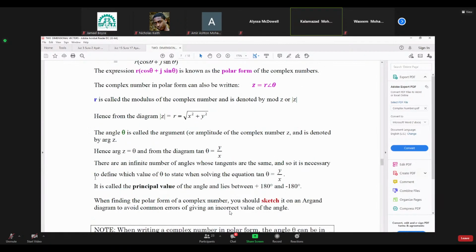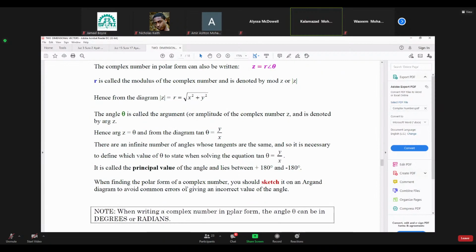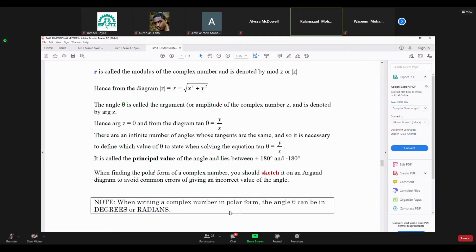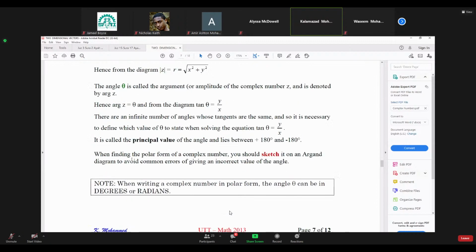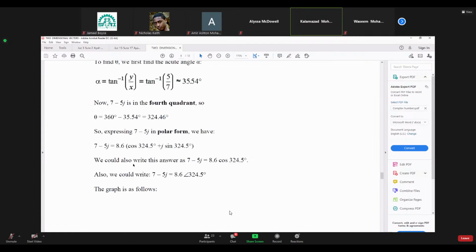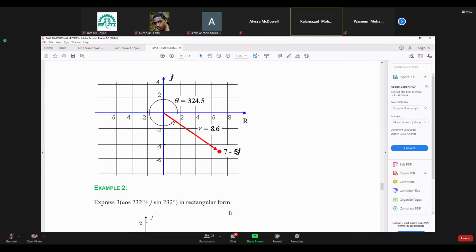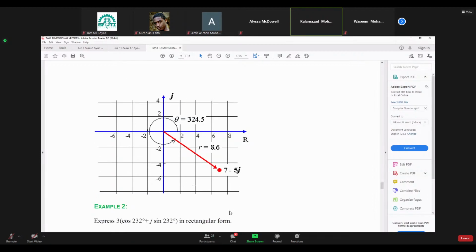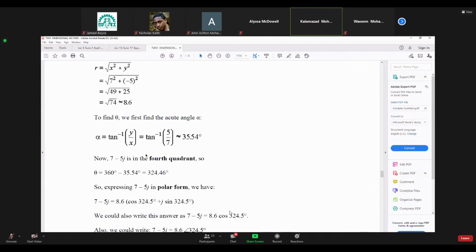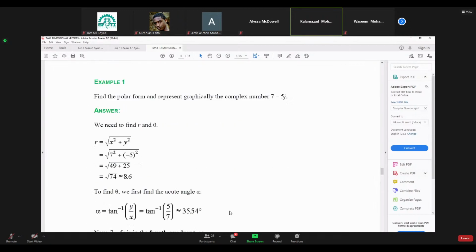It is called the principal value and it lies between minus 180 and plus 180. When finding the polar form of a complex number, you should sketch it on an Argand diagram to avoid common errors as we saw last time with vectors. Remember, we've got to make sure which quadrant it's in, because if you use the wrong quadrant, then theta would be the wrong value. Okay, so let's go back up and check that. Let's look at the examples.